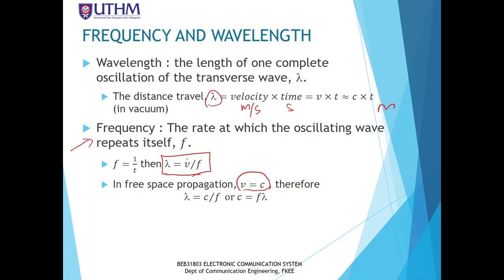If it is in free space, then we can say that this velocity is equal to the speed of light. So this is the common equation that we use to find lambda: lambda equals the speed of light divided by the frequency of transmission. So from here, c over f, the higher the frequency, the lower the lambda. The lower the frequency, the longer the lambda.